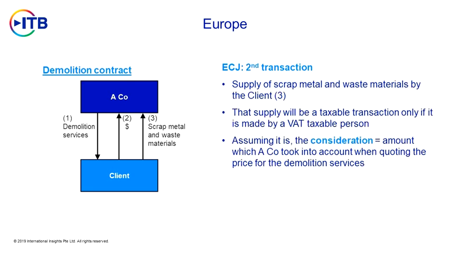And the second transaction is the supply of scrap metal and waste materials by the client, item 3. This will be a taxable transaction only if it is made by a VAT taxable person. Assuming it is, then the consideration for that supply is the amount which ACO took into account when quoting the price for the demolition services.